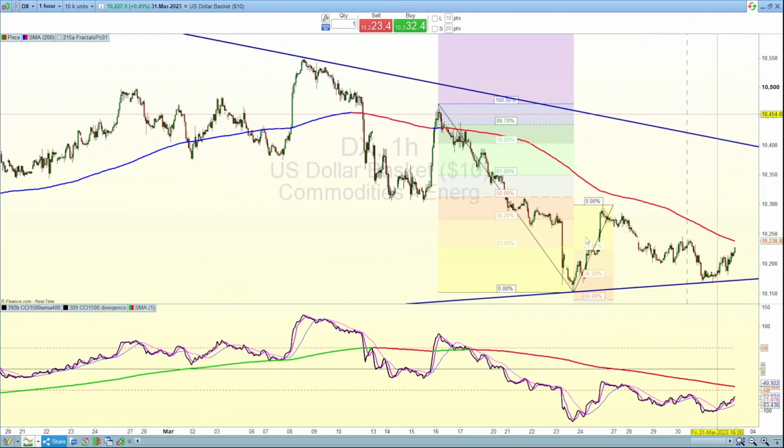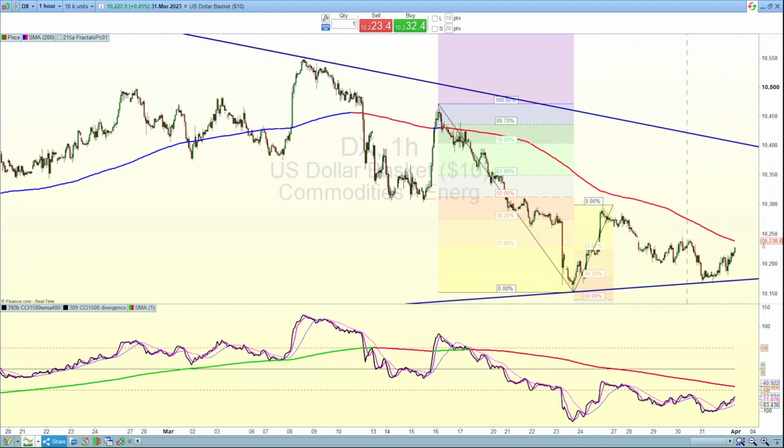On the hourly chart, I've put here again a couple of things to notice. First of all, I put in a Fibonacci retracement. You can see there in that time between that high and that low, it's bounced below the 50% level, again, which is a continuation of, in this case, a downtrend.